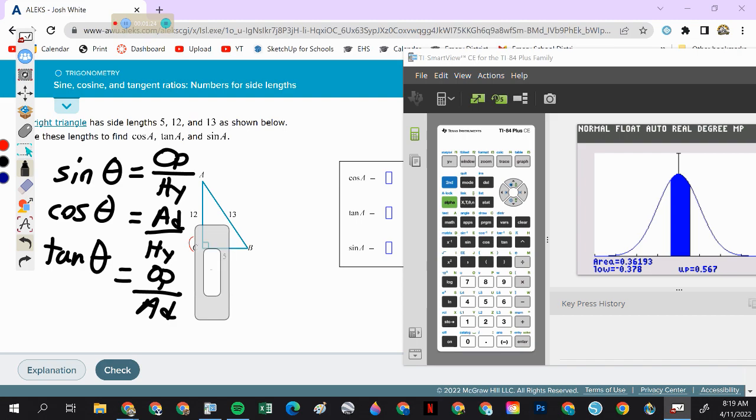So if I choose angle B, and I call that theta, which side is opposite B? 12. And which side is adjacent to B? 5. And then the longest side is always called the hypotenuse. So this right here is the hypotenuse.